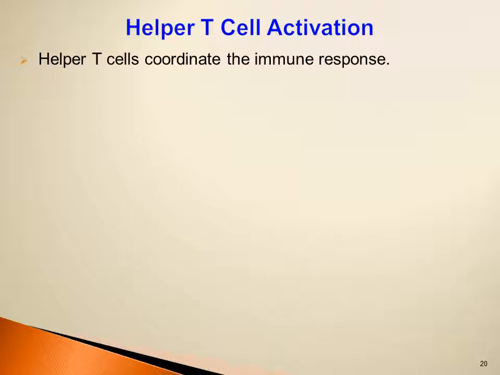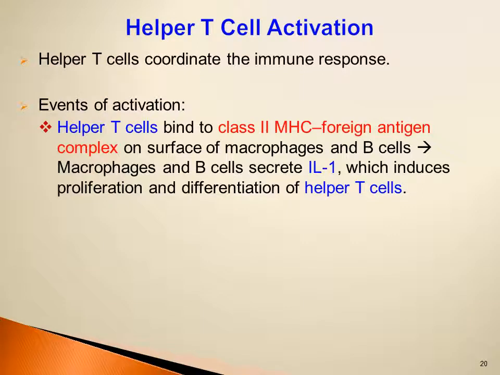Helper T cells also coordinate the immune response. The event of activating the helper T cells is when the antigen presenting cells, like macrophages or B cells, present the class 2 MHC foreign antigen complex on their surface. This complex will be recognized by helper T cells that have the receptor specific for that foreign antigen.